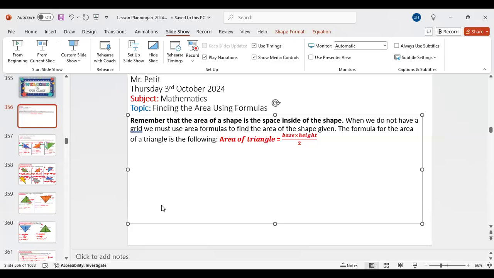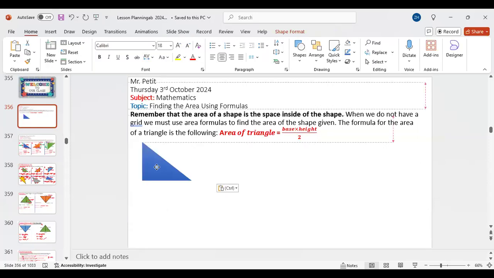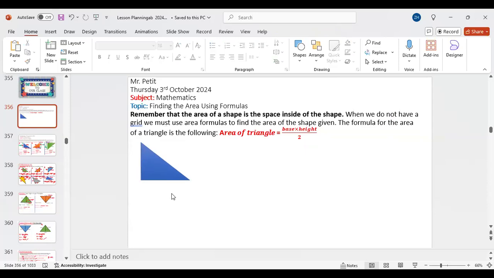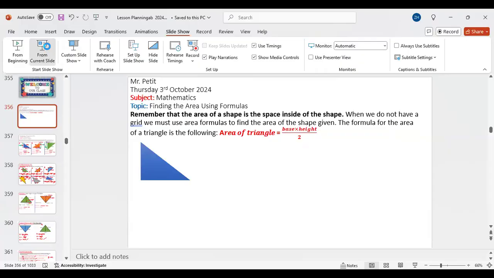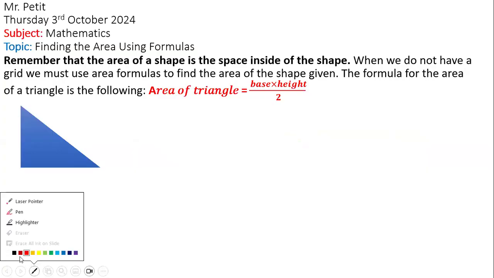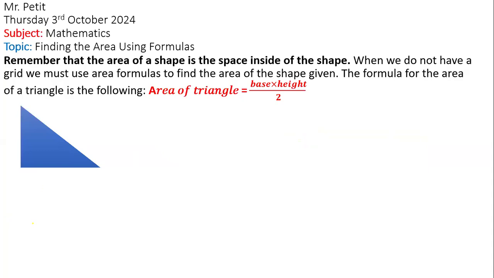Okay, so let's go ahead and draw our first triangle. For our first triangle, what type of triangle is this? Wait, don't answer yet. I have to put something on it. Let's say we have this little box here. Okay, now what type of triangle is this? Right angle triangle.